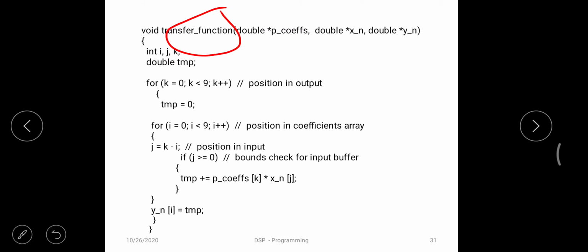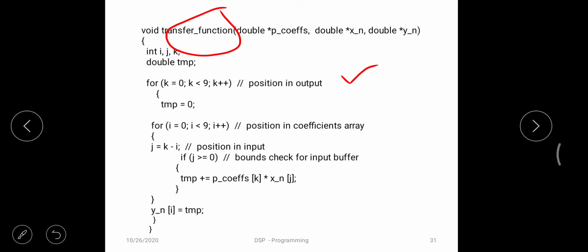So I am entering into the loop. I am defining three variables i, j, k, and I am defining a temporary as a double. First let me take the outer loop. So outer loop for k is equal to 0, for k less than 9, k plus plus. I am defining temporary is equal to 0. Then for i is equal to 0, i less than 9, i plus plus.